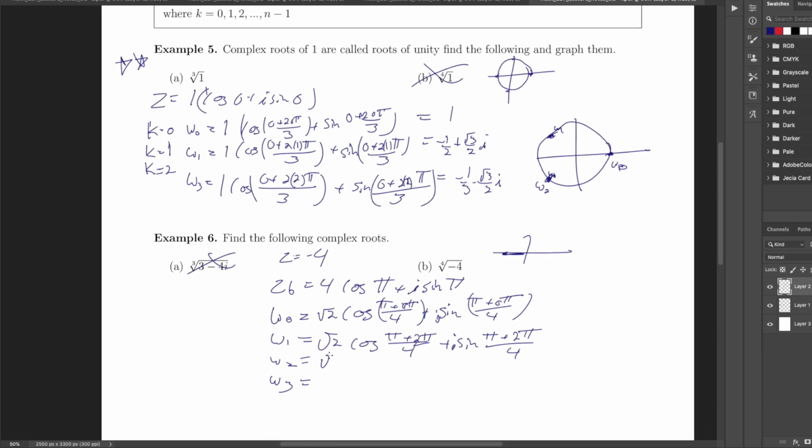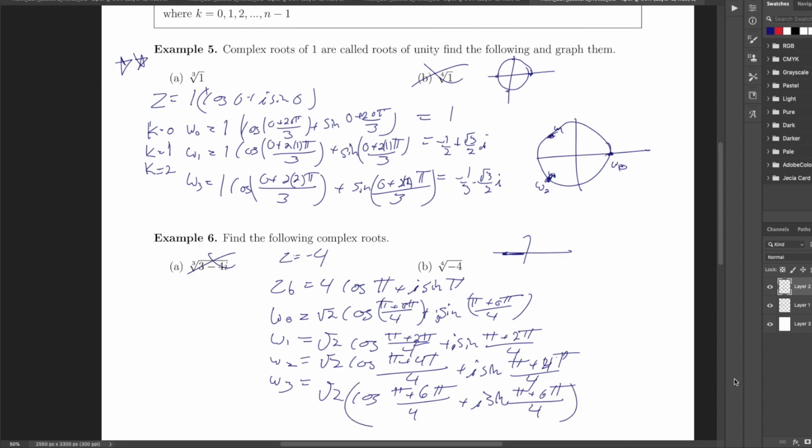Okay, so the square root of 2 cosine of pi plus 2 times 2, which gives us 4 pi over 4, plus I sine of pi plus 4 pi over 4. And then our very last one will be square root of 2 cosine of pi plus 6 pi over 4, plus I sine of pi plus 6 pi over 4. And if I was going to crunch through this, I wouldn't do it by hand. I would just do it in the calculator. I'll show you exactly how I would do it.